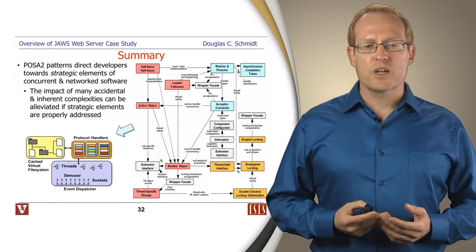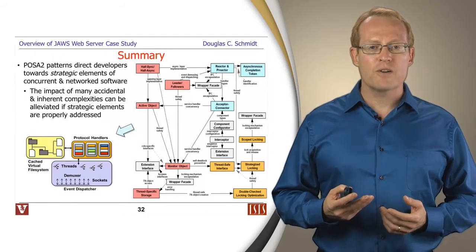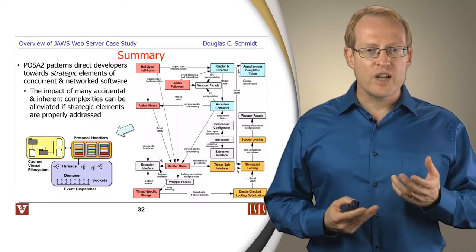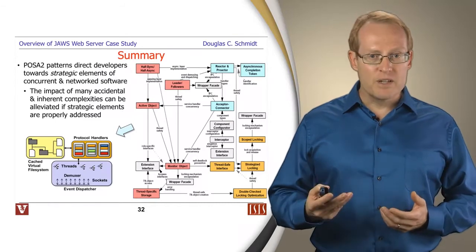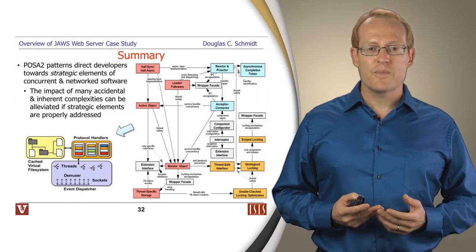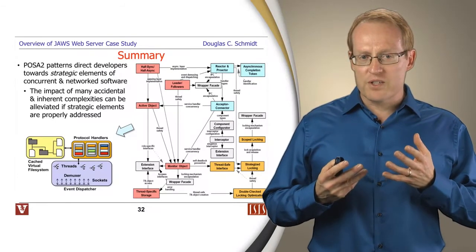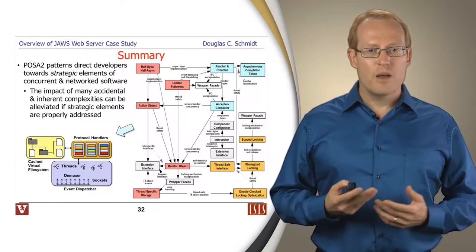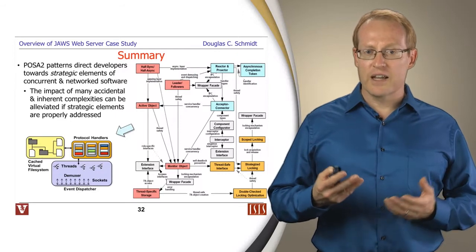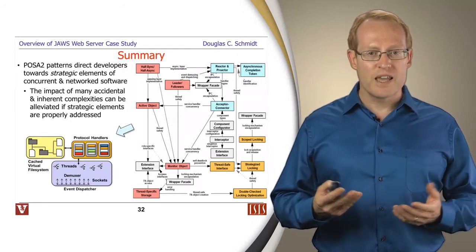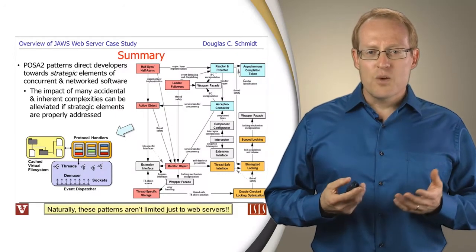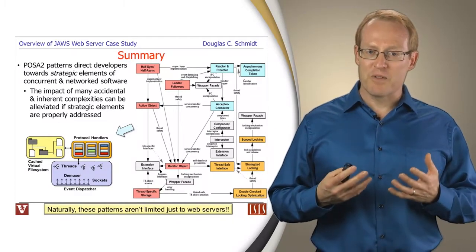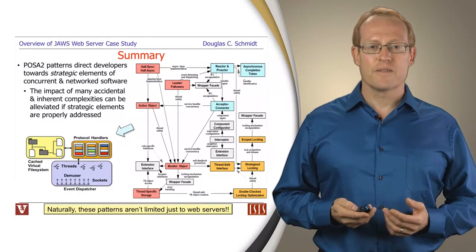So to summarize this particular section, the POSA 2 patterns direct developers towards strategic architecture, design, and programming elements of concurrent and network software. If you focus on these strategic elements effectively in your solutions, then it helps to resolve many of the vexing, accidental, and inherent complexities that would otherwise plague your solutions. We'll see that these patterns can be applied to many other things besides web servers, but this allows us to be very concrete in what we're focusing on.